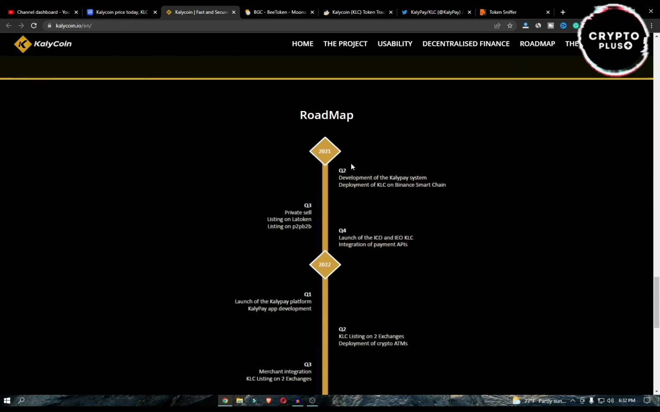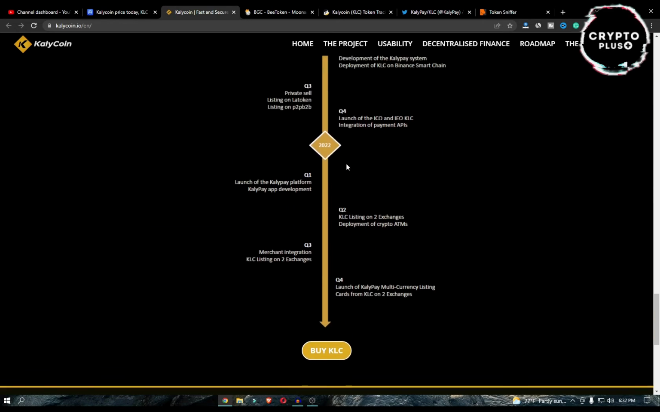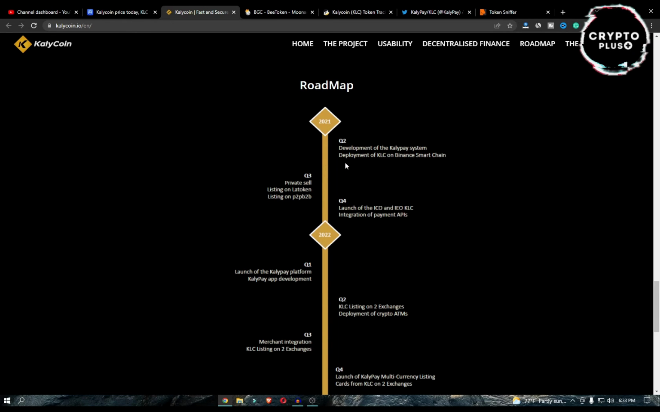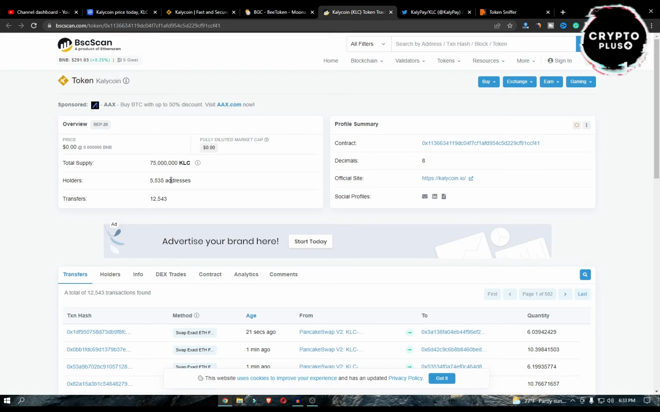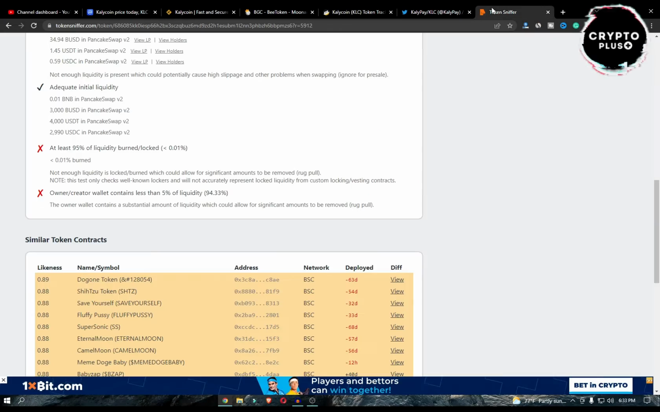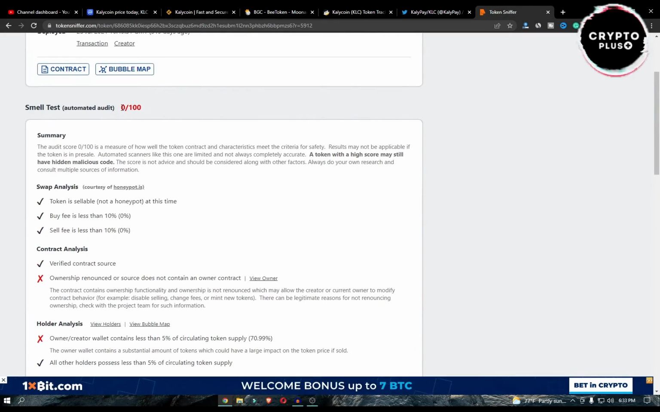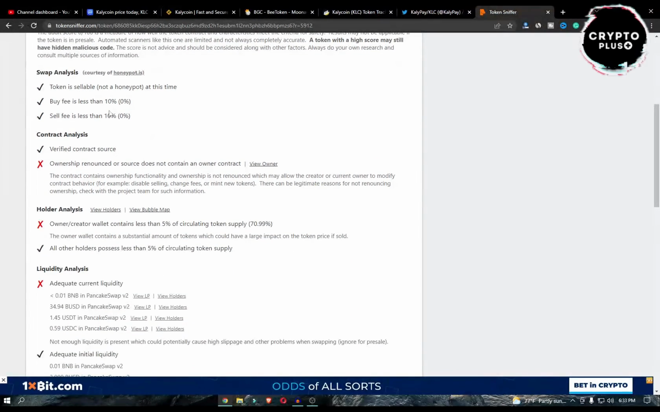And for the token distribution, there is a 19% initial coin offering, 1% launchpad, 60% ecosystem, 5% marketing, 10% reserve, and 5% for the developers. So for this moment, Kalycoin has just 5,535 holders. And as you can see here, the token was created 319 days ago and is scoring 0 from 100. And this is so bad. The token is sellable at this time.